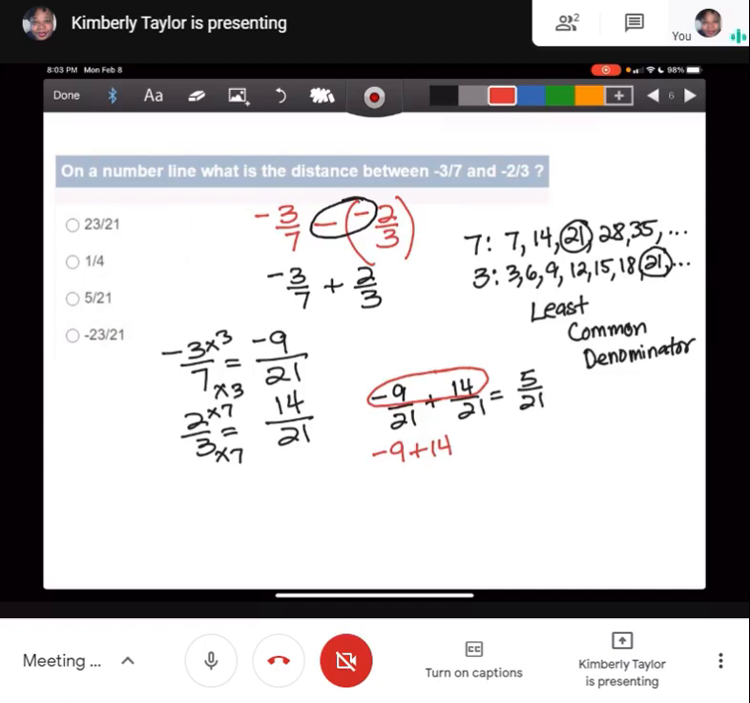So you just take the two numbers, subtract them, and then whichever one has the highest absolute value, that's the sign you take on. So 14 was positive, so the answer is going to be positive because 14 has the highest absolute value. So that's another term you probably need to look up. Absolute value. It's another vocabulary term. Okay, but anyway, the answer is 5 over 21. So let's keep going.